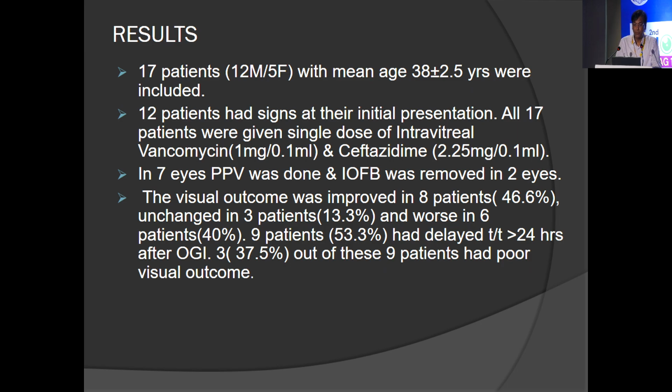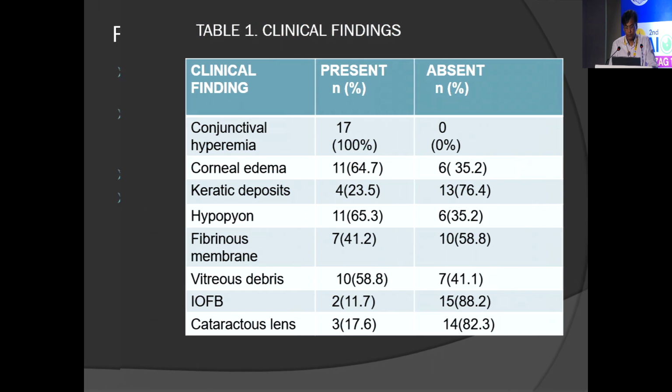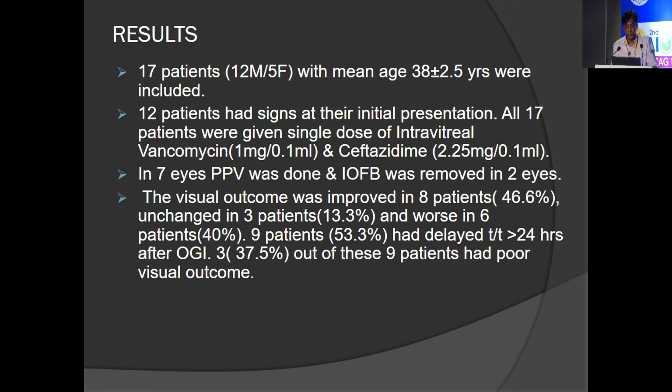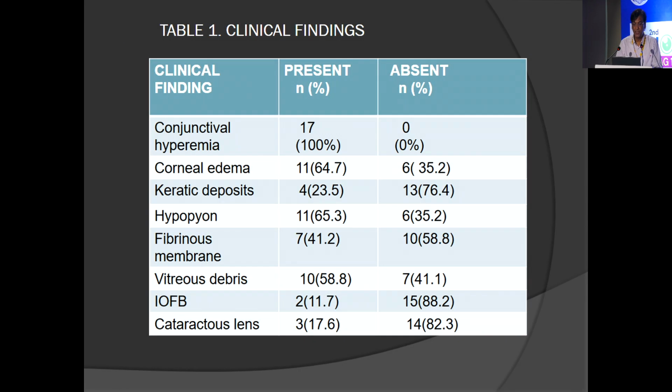The visual outcome was improved in 8 patients, unchanged in 13, and worse in 6 patients. 53.3% had delayed treatment, more than 24 hours after open globe injury, and 37.5% of these 9 patients had a poor visual outcome.